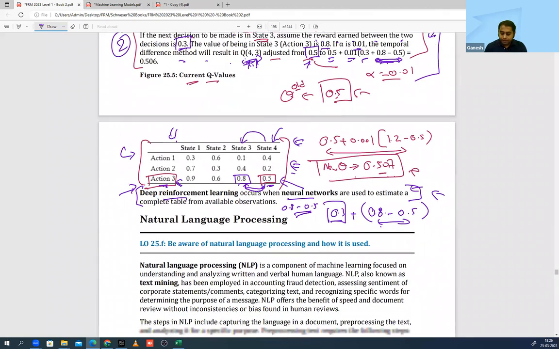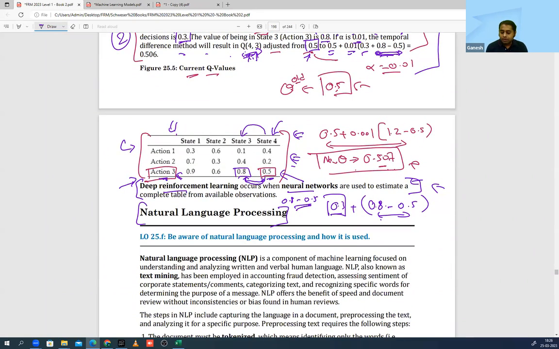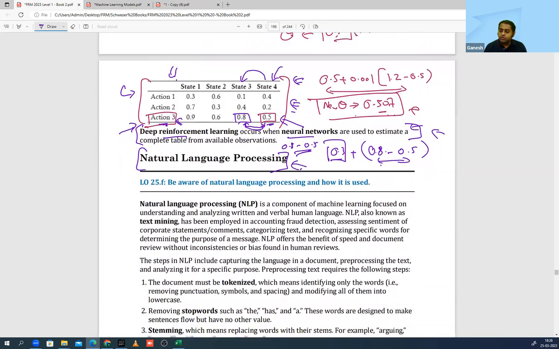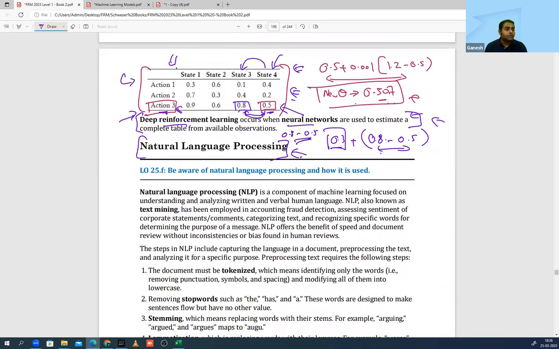Okay. NLP, what is it basically? This is also used in your chatbots. Okay. So it tries to learn and analyze your human language. It can be written, it can be verbal also. And on the basis of that, it will give you an answer.